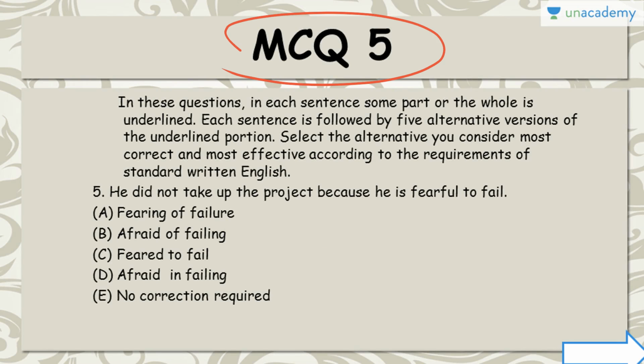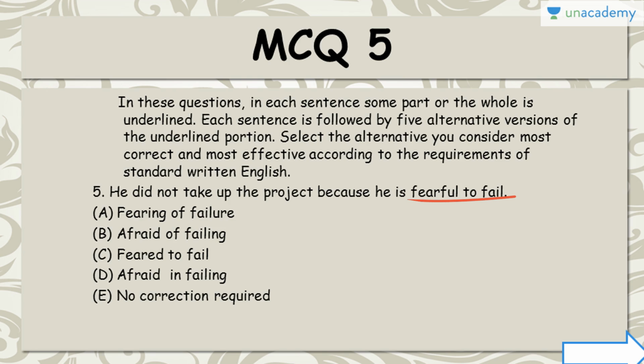Then we have MCQ 5th. As you all know, in this question you have to select the sentence which can be used in place of the underlined one. I forgot to underline, so what I have to underline is "fearful to fail." You have to find which out of these four options, and if no correction is required, then you mark option E. So you have to choose which out of these four can replace the underlined part of the sentence.